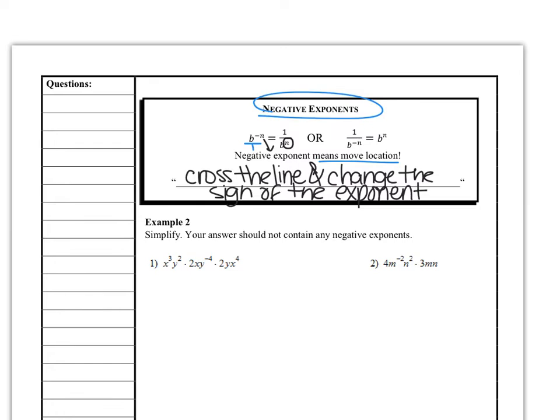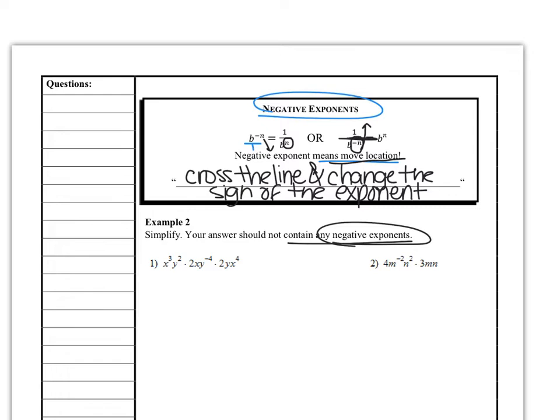The same thing would occur if it's down in the denominator. That negative n as the exponent forces us to move location. So now it crosses the line, it comes up above that division line, and changes the sign of the exponent to become positive. So we're going to do the same stuff that we were just talking about by multiplying common bases and adding the exponents, but then if we result in any negative exponents, we're going to change our answer by crossing the line and changing the sign.